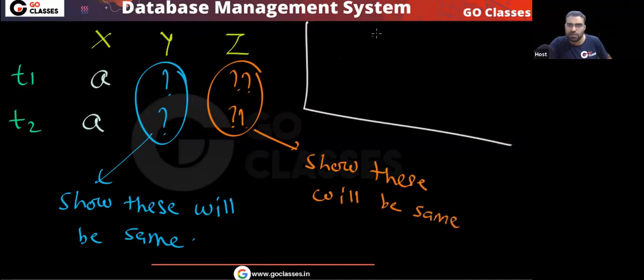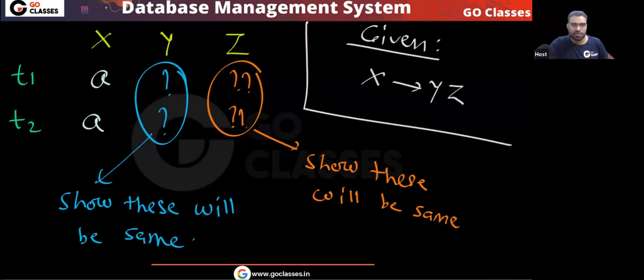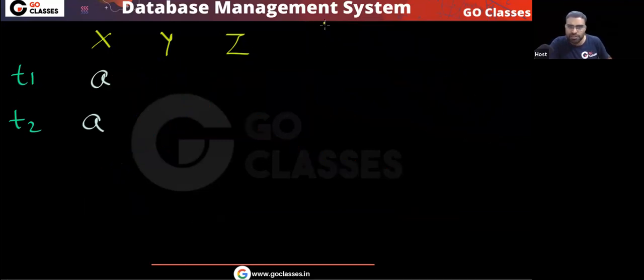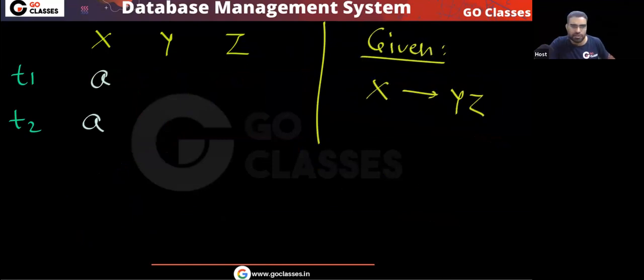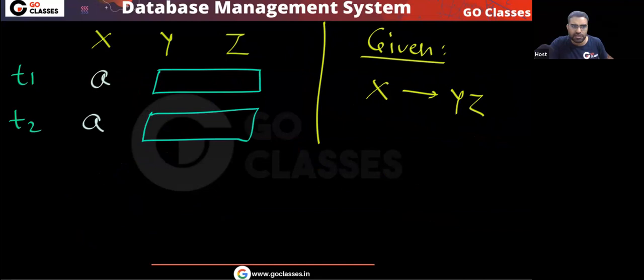And what is given to us? It is given to us that X determines YZ. This is already given to you. If two tuples have the same X value, then they will have the same YZ combination. So, a very simple point: since X determines YZ, if two tuples have the same X value, then in those tuples this combination will be the same. Yes or no? For example, if you put BC here, the same combination you need to put here, BC.